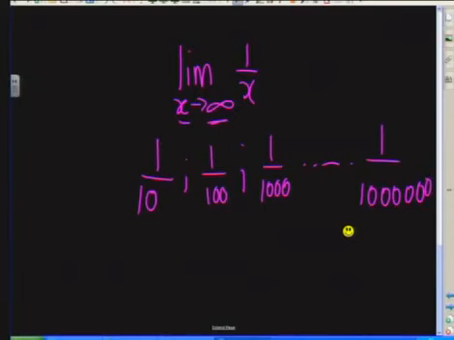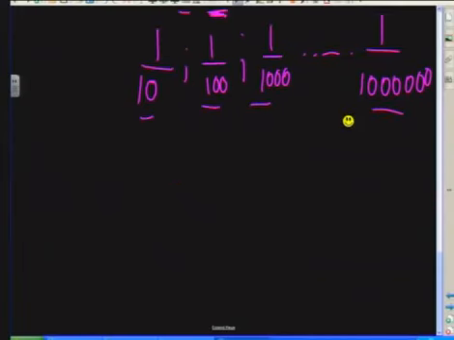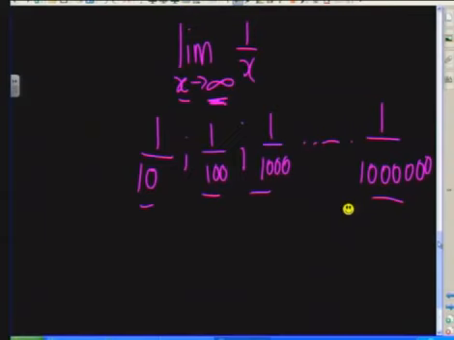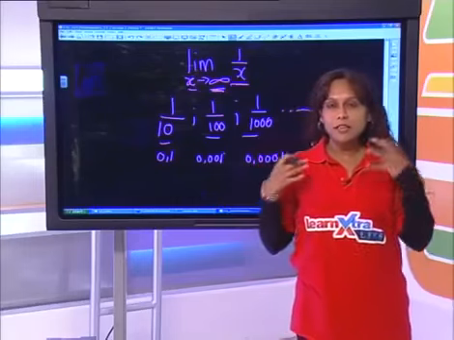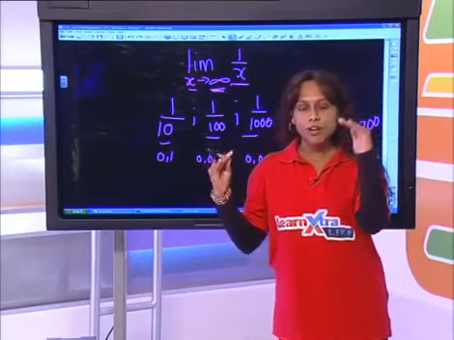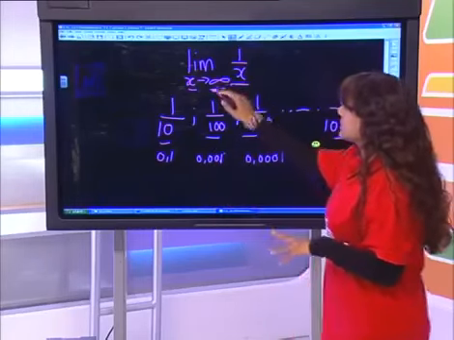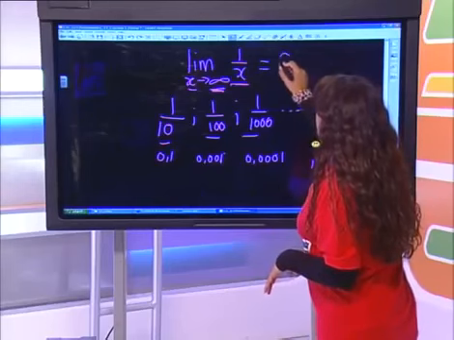So what you're seeing is, I obviously don't know what infinity is, but I know that infinity is big, so I'm making these denominators bigger and bigger because I want to see what's going to happen to the overall function. What you'll notice is these numbers get closer and closer to 0 the bigger the denominator gets. Intuitively it makes sense because as your denominator gets bigger and bigger, your fraction gets smaller and smaller. So therefore the limit as x approaches infinity of 1 over x would be 0.